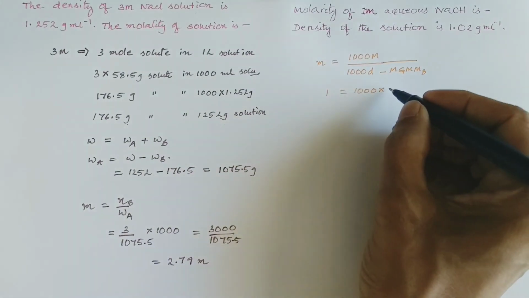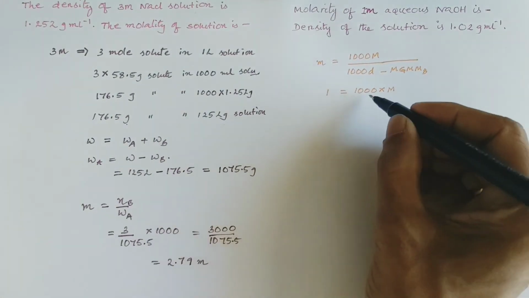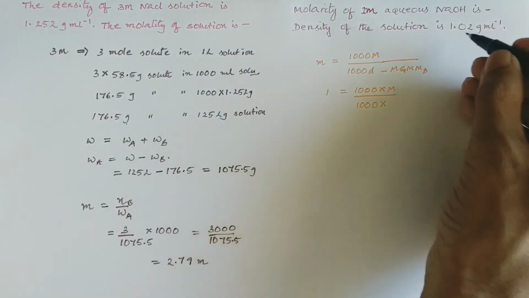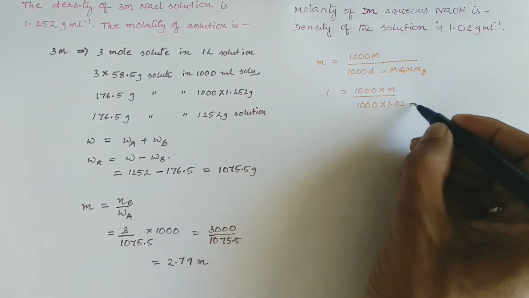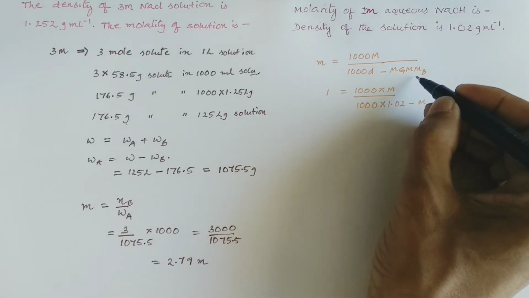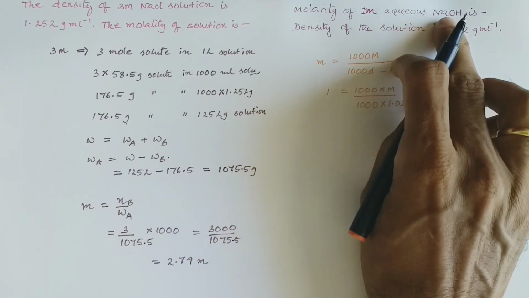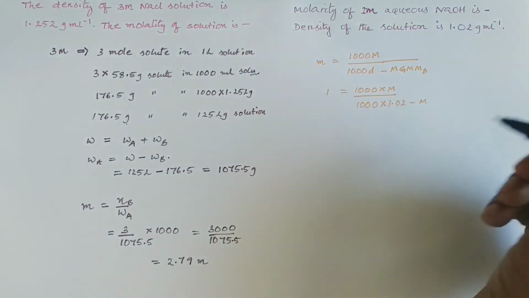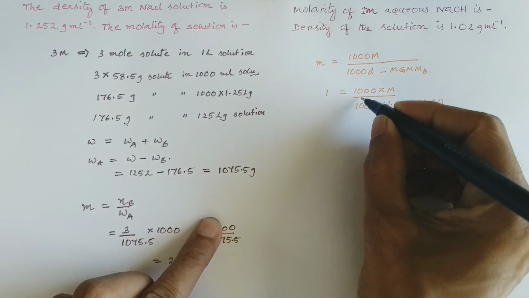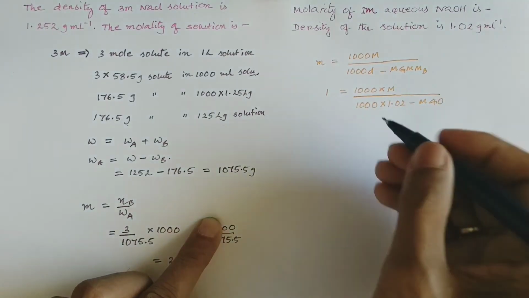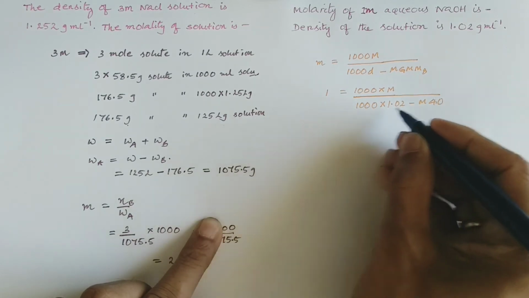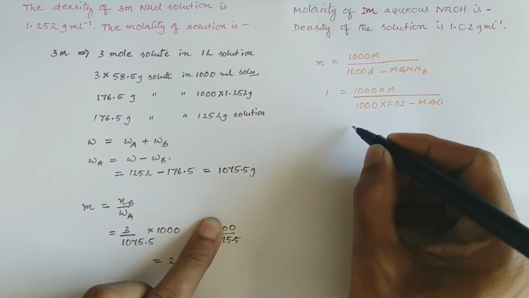Molality we have to determine. So divided by 1000 into density, which is 1.02, minus molarity into gram molar mass of solute. The gram molar mass of solute is 40 gram per mole, since the solute is sodium hydroxide. Now simplify this. This is 1020 minus 40 m.